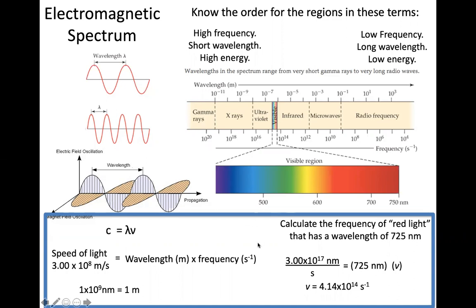What I'm trying to illustrate within this last one right here, red light has a wavelength of 725 nanometers. The visible light region, it's in nanometers. So that's why I find it useful to have memorized the speed of light in nanometers per second. It saves me a little bit on the conversion. So instead of 3 × 10⁸ meters per second, it's 3 × 10¹⁷ nanometers per second. I find that to be a useful conversion.